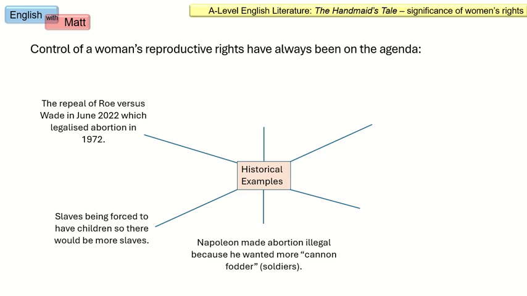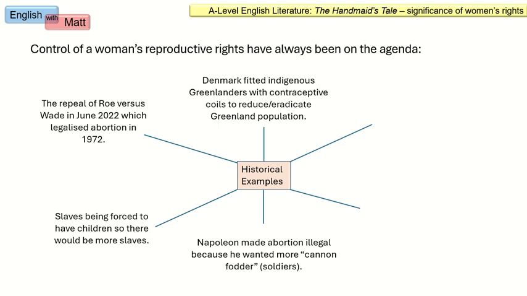Another example, around the French Revolution, Napoleon made abortion illegal because he wanted what he called more cannon fodder, more soldiers. So even in France, there has been a history of abortion being used politically to control women.